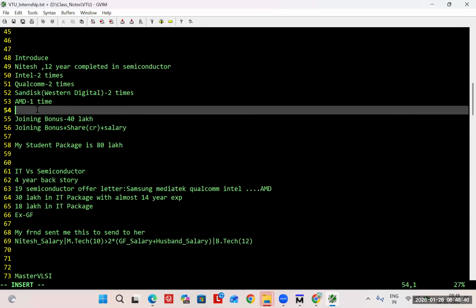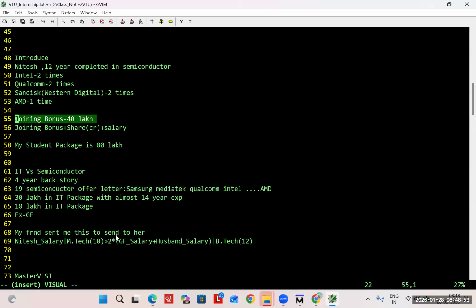Coming to our level in the semiconductor industry, only the joining bonus they will give is this much. Not a salary, keep in mind. Only the joining bonus they will give you is almost 20, 30 lakh, 40 lakh, 50 lakh. Not only the bonus: bonus you will get, shares also you will get, and there is some salary you will get. Shares also will be in crores.